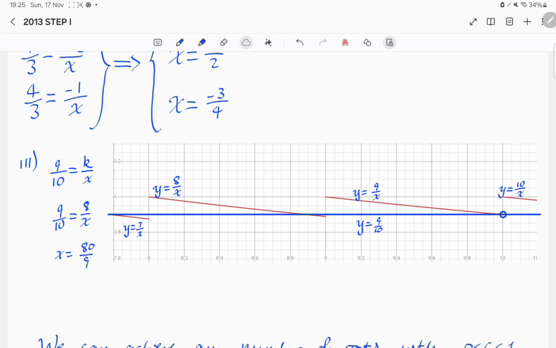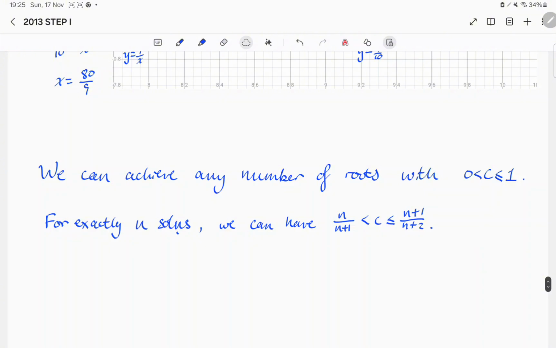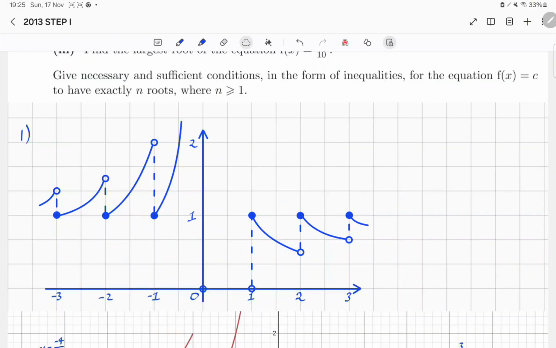Now, we'll move on to the very last part, which is unnumbered. Notice, though, that we can achieve any number of roots with 0 less than c less than or equal to 1. If we have the value of c going across at, for example, 0.1, then this will have no roots because it will not intersect anything.